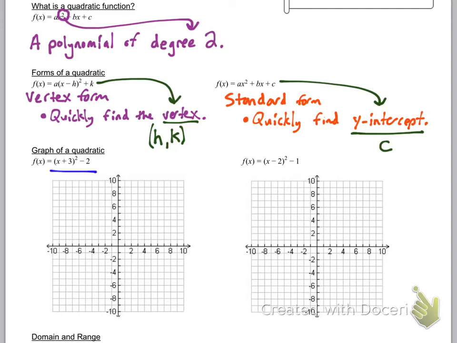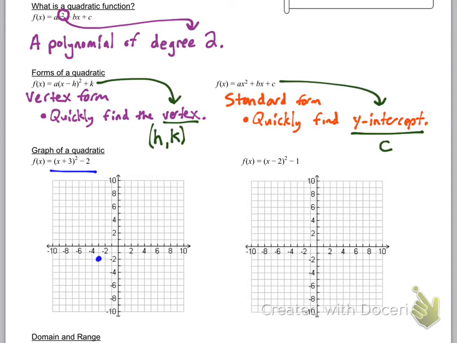All right, let's graph these two vertex forms. So first of all, x plus 3 squared minus 2. The vertex is going to be right there at negative 3 comma negative 2. And what I want to do is I want to plot the points as if I'm just graphing a quadratic, as if I'm just graphing a parabola.